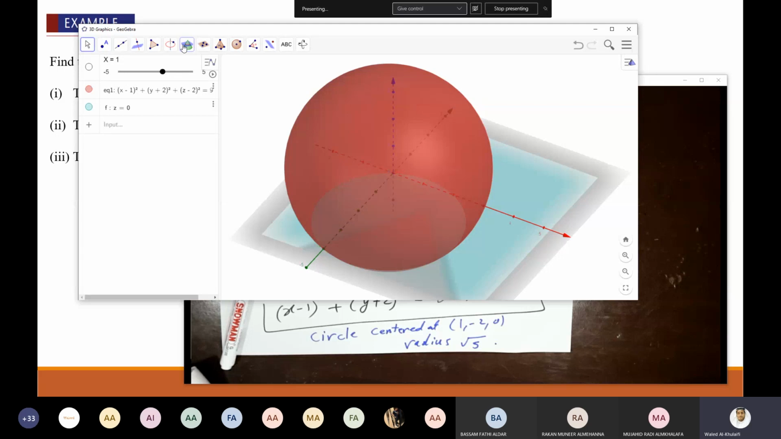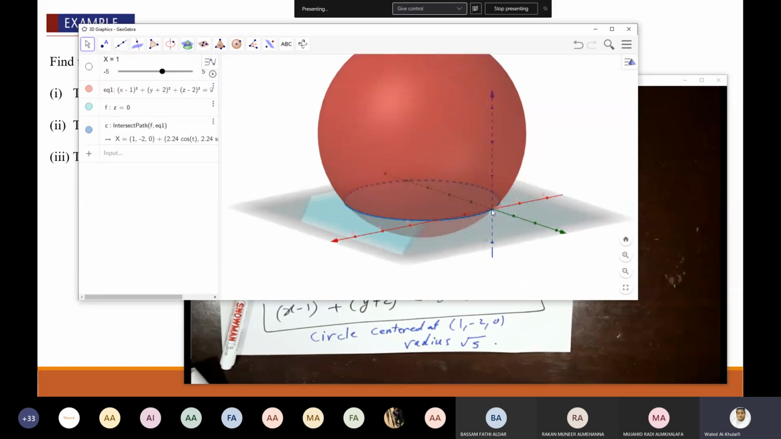Don't know if I can find the intersection of two. Yeah, the intersection of two surfaces. Yeah. The intersection, yeah. Actually, let's forget about it.